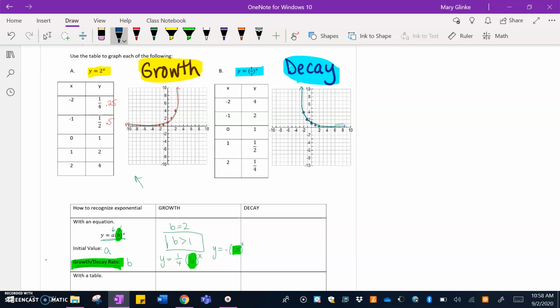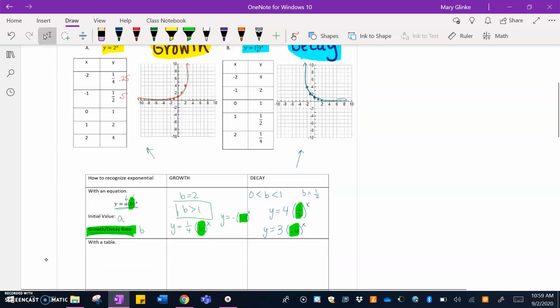For decay, on the other hand, your base here is going to be less than 1. Somewhere in between 0 and 1 because it's not going to be negative. So for our graph up here, our base was 1/2, which is 0.5. That's in between 0 and 1, making it decay. You could have y equals 4 times 1/2 to the x, or you could also have decimals. As long as they are smaller than 1, then that makes it decay. So 0.6 is smaller than 1, so that makes it a decay function.